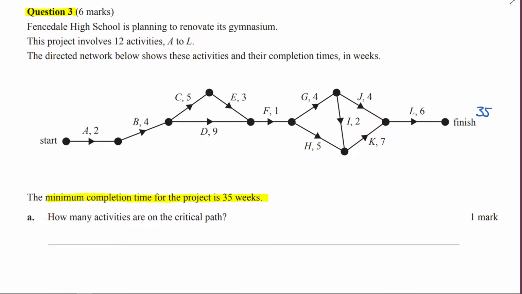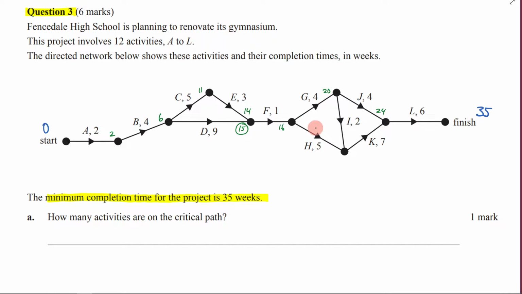So remember, you always start at time 0. Then I like to grab my green pen out and I'm going to forward scan. So I'm going to go 2 plus 4 is 6. 6 plus 5 is 11. 11 plus 3 is 14. 6 plus 9 is going to be 15. 15 is my bigger number. 15 plus 1 is 16. 16 plus 4 is 20. 20 plus 4 is 24.